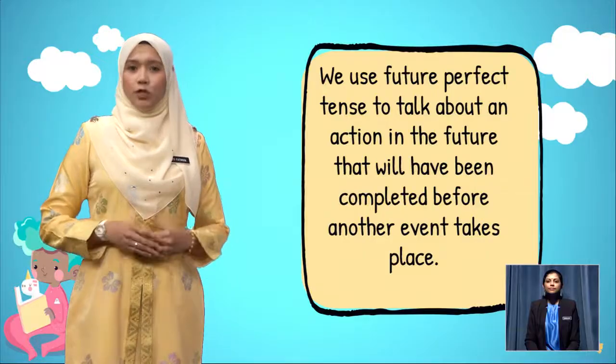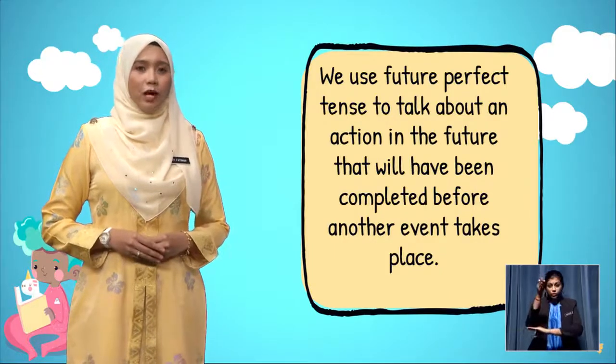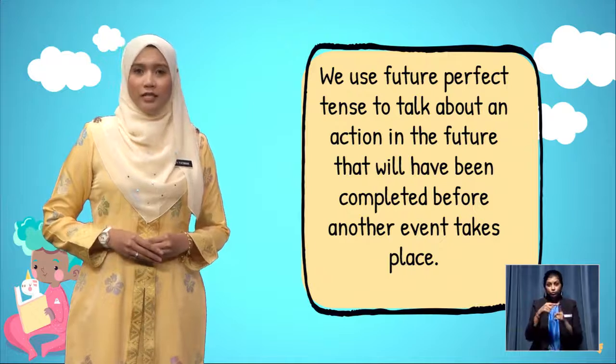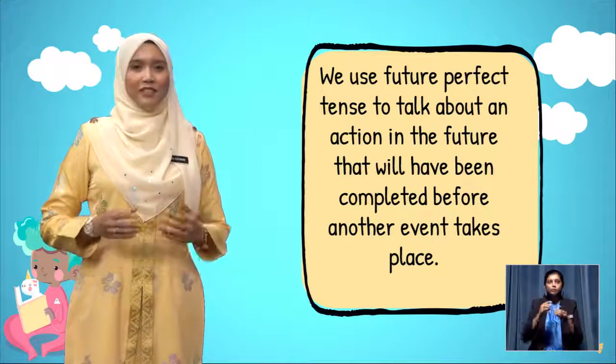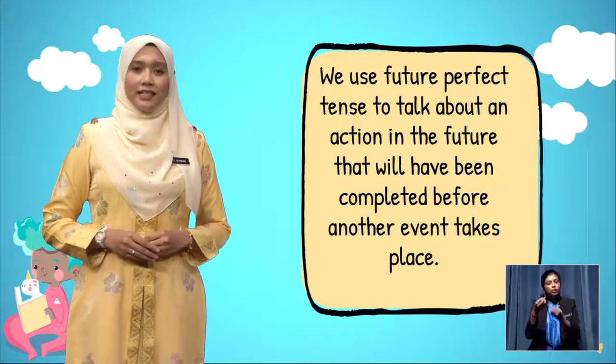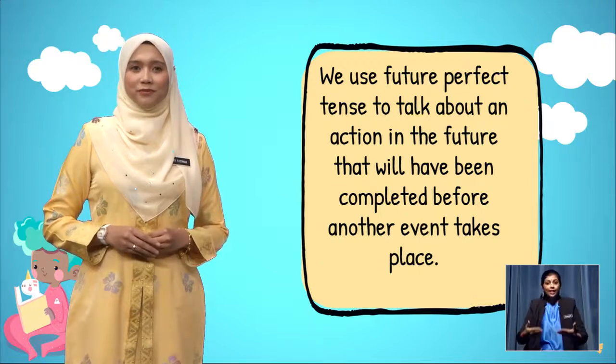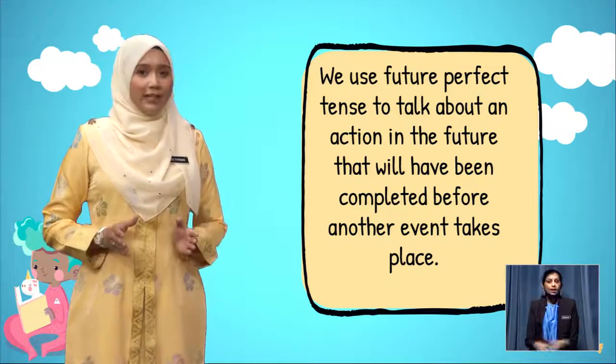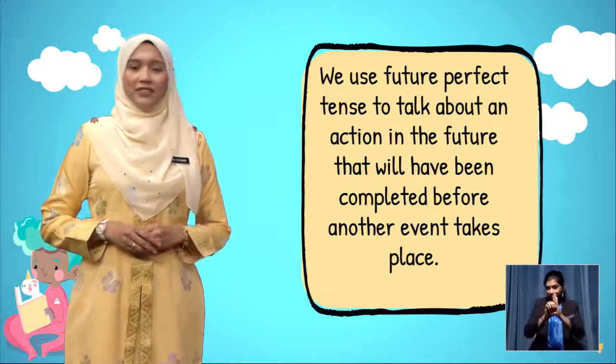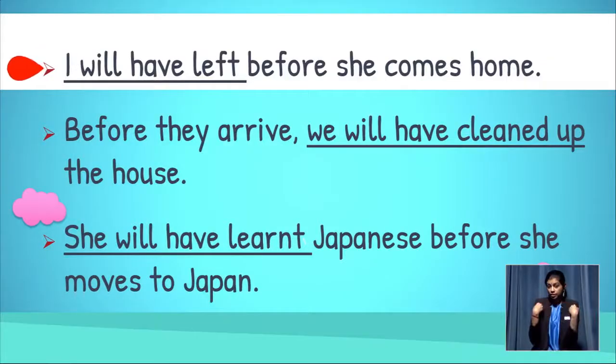We use future perfect tense to talk about an action in the future that will have been completed before another event takes place. Now, let's take a look at the examples. I will have left before she comes home. Before they arrive, we will have cleaned up the house. She will have learned Japanese before she moves to Japan.